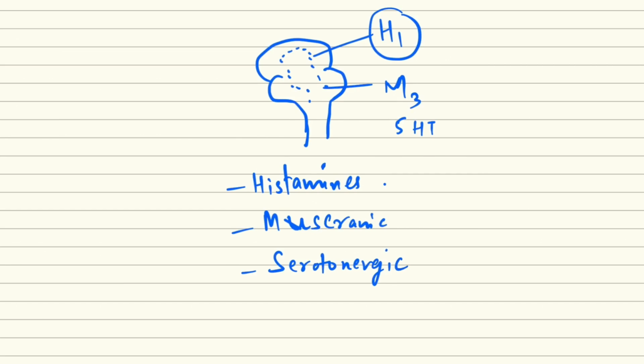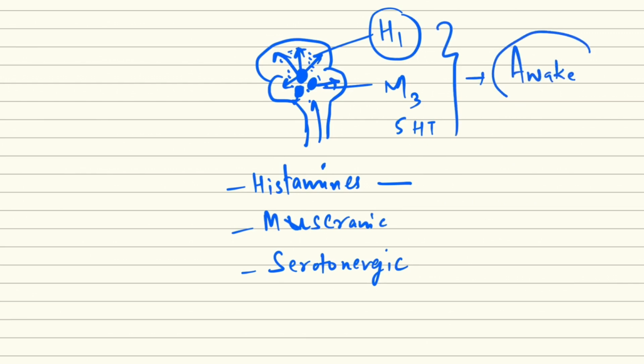Whenever histamine enters the central nervous system, it activates it. Excitatory impulses are generated by the activation of the histaminic receptors, the muscarinic receptors and the serotonergic receptors. They send excitatory impulses throughout the central nervous system, and this mechanism keeps the patient awake. This wakefulness is because of the activation of these receptors.